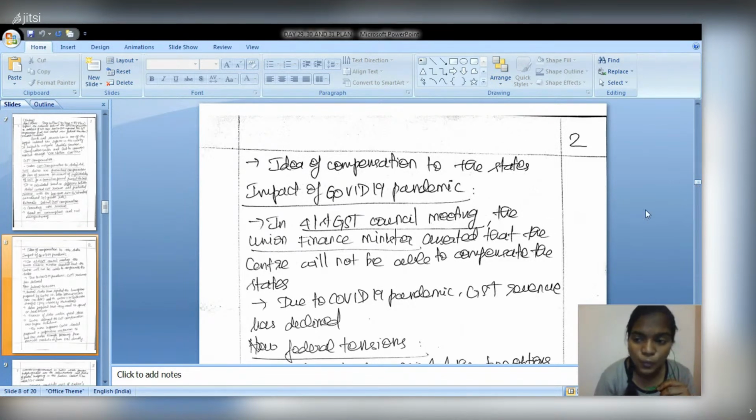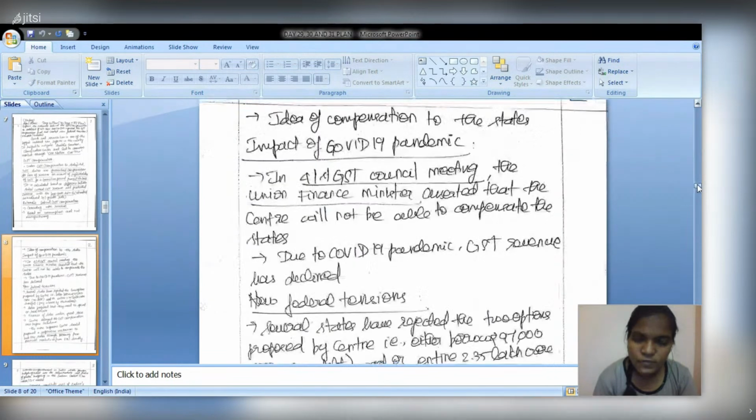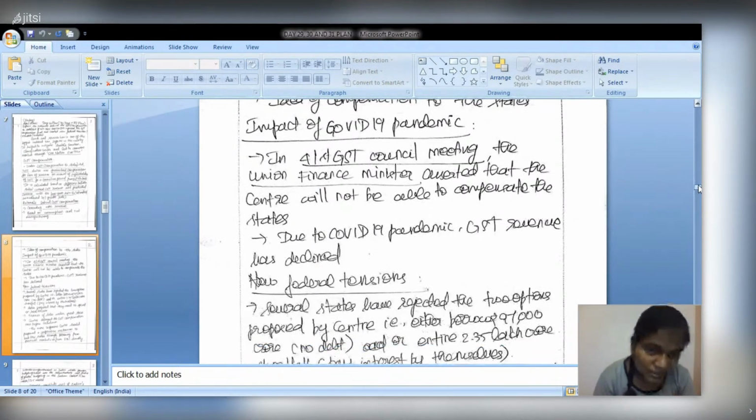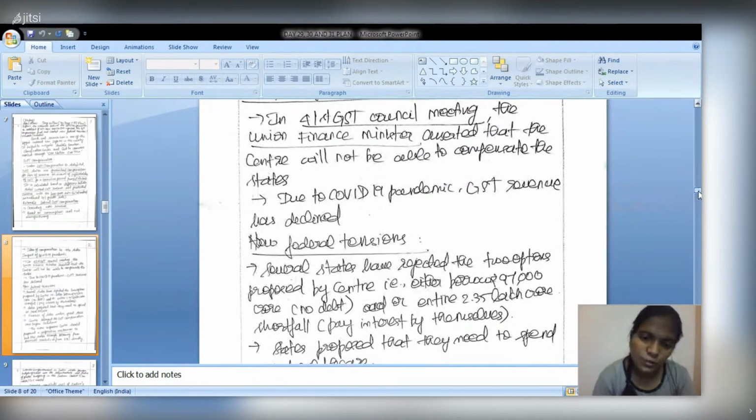An impact of COVID-19 pandemic. So recently, in the 41st GST Council meeting, the Union Finance Minister has asserted that the Centre will not be able to compensate the states, because we were already in financial stress after the COVID-19 pandemic. So that's why the Centre has clearly put forward its stand. Okay, so GST revenue also declined due to the COVID-19 pandemic and the strict lockdown.